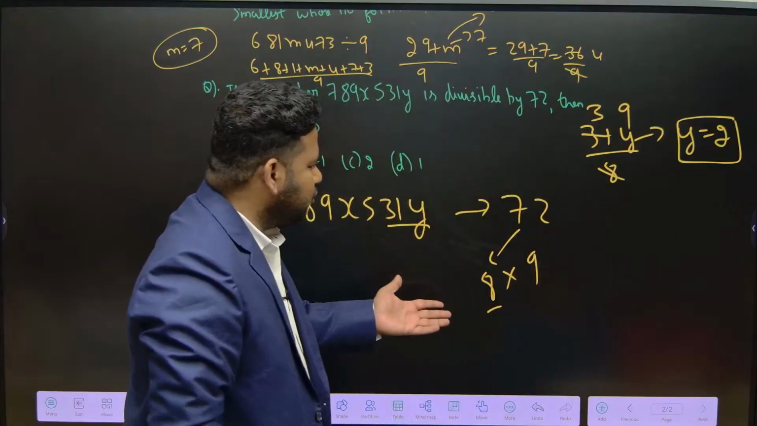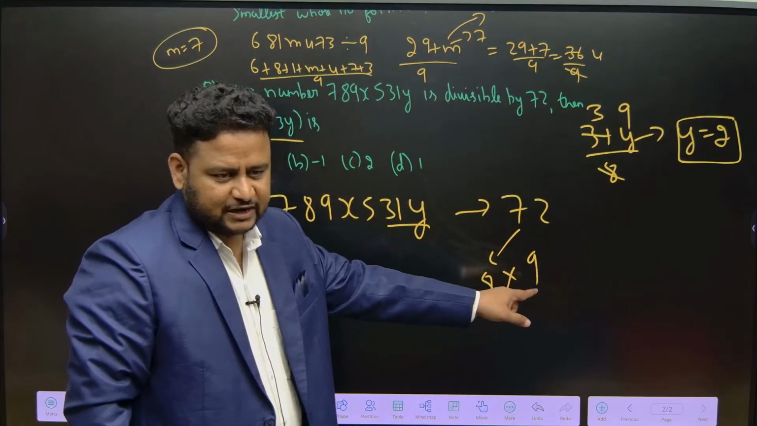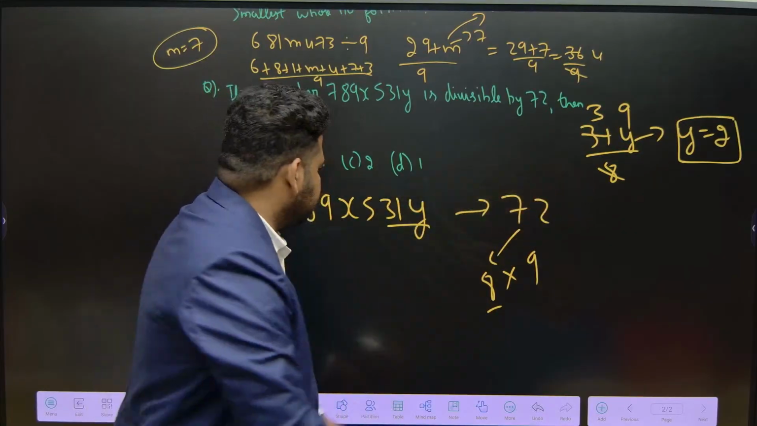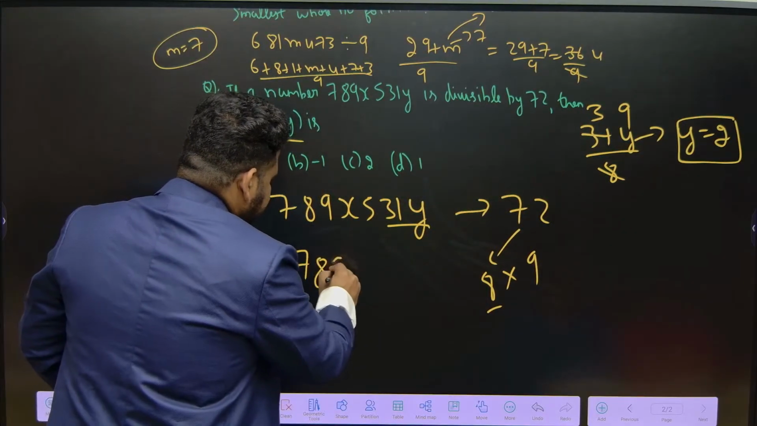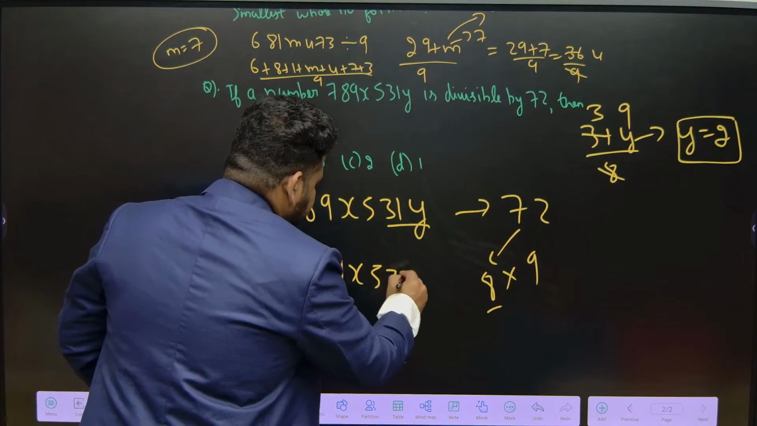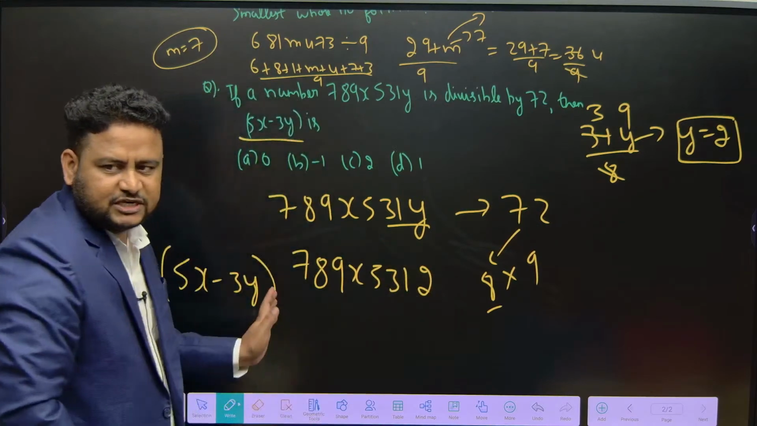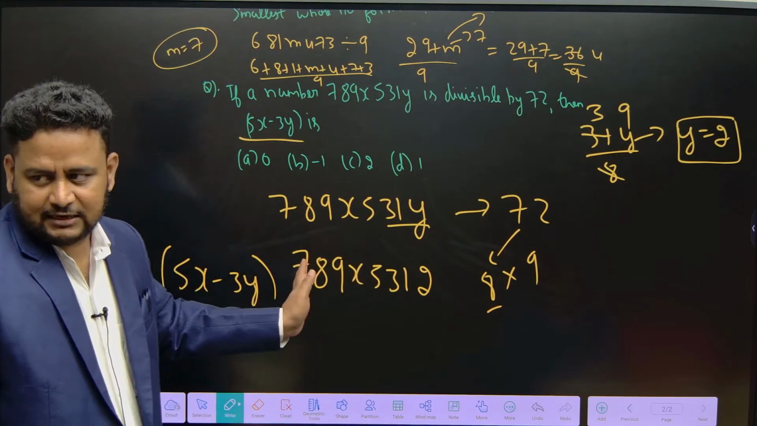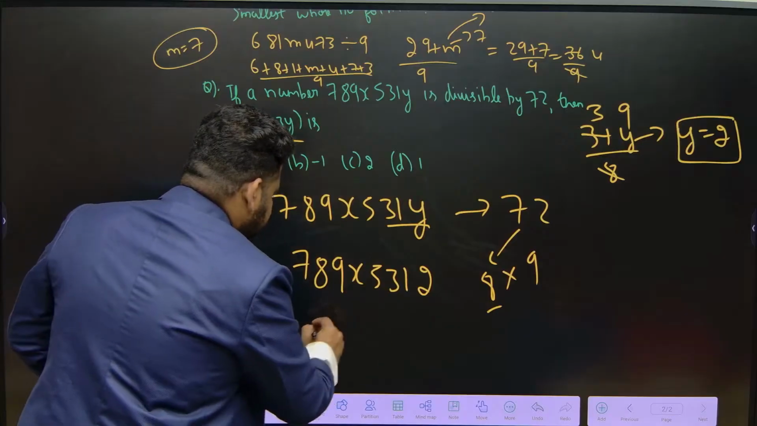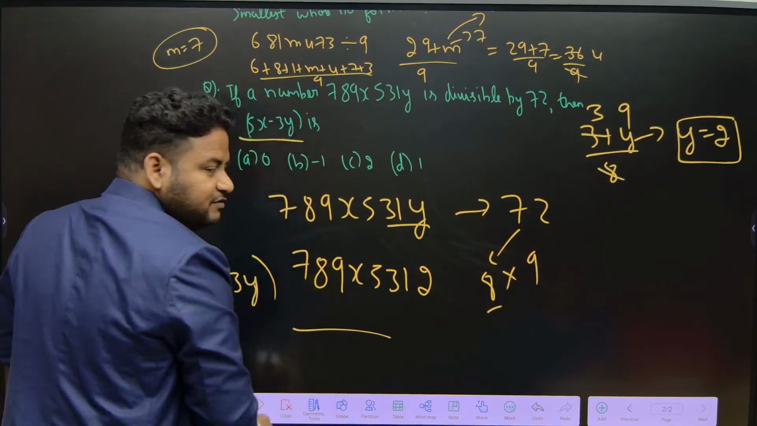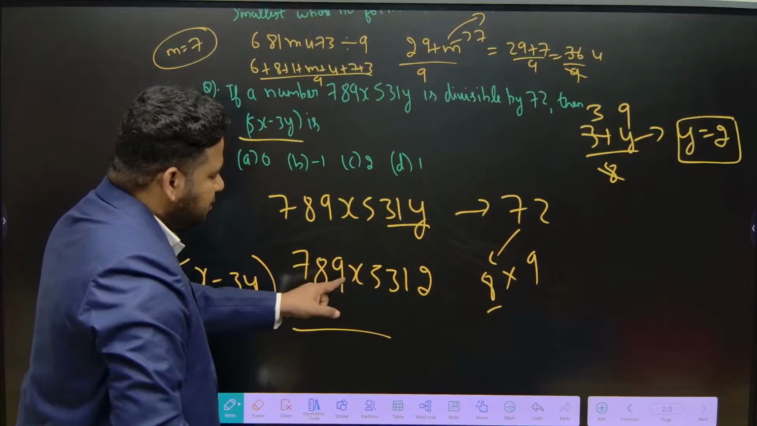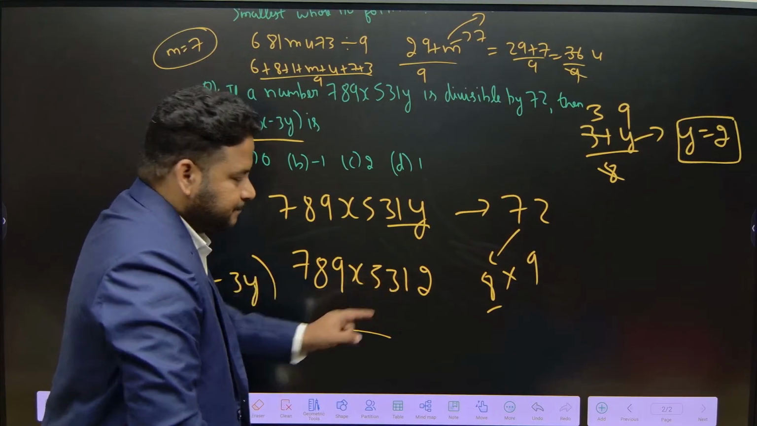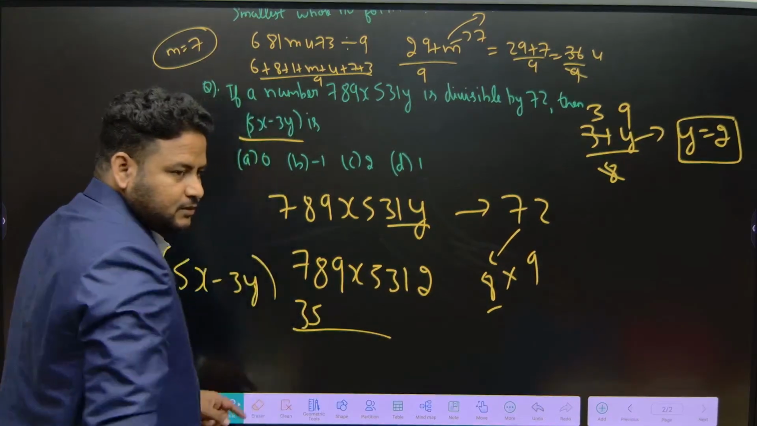Now I have to check for 9. To check for 9, I have to take the sum of the digits. Wherever y is there, I put the value 2. Now this number will become 7 8 9x 5 3 1 2. You have to check for 9, which means the sum of the digits should be divisible by 9. So add this. 7 plus 8 is 15, 15 plus 9 is 24, 24 plus 5 is 29, 32, 33, 35. Correct? 35. Is the sum correct?